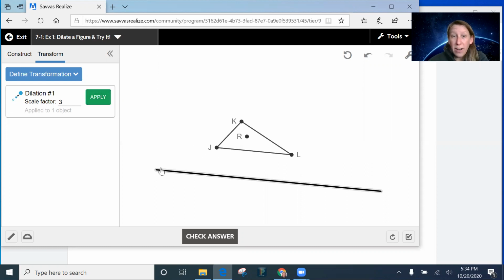Whoa, it just got how much longer? 3 times as long. Okay, I'm going to do the same thing. I'm going to dilate line segment JK from point R by a scale factor of 3. And then to finish this triangle, I will dilate line segment KL. Its image will be out here, 3 times as big. And that's what it will look like.